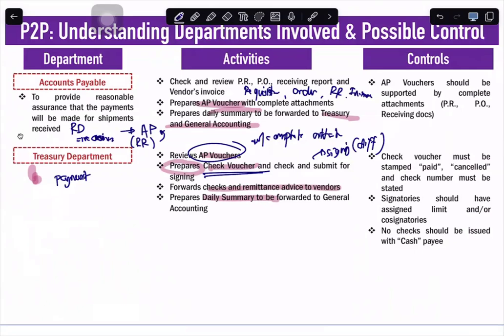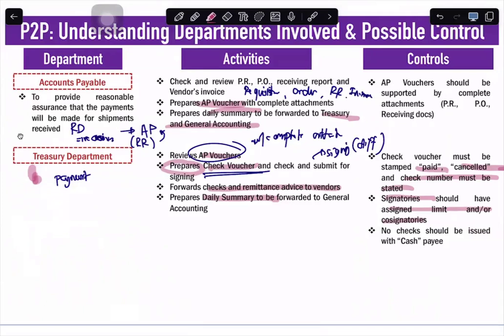Now, what are the controls in place? So check voucher must be stamped paid, cancelled, and check number must be stated. Once it is paid, you place the check number. If it's cancelled, you just place there cancelled. Next, signatories should have assigned limit and or co-signatories. If you still remember, one part of your internal control is we have different transaction limits. So we look whether the one assigned is within its transaction limit, or if ever it must be co-signed with another person or individual.